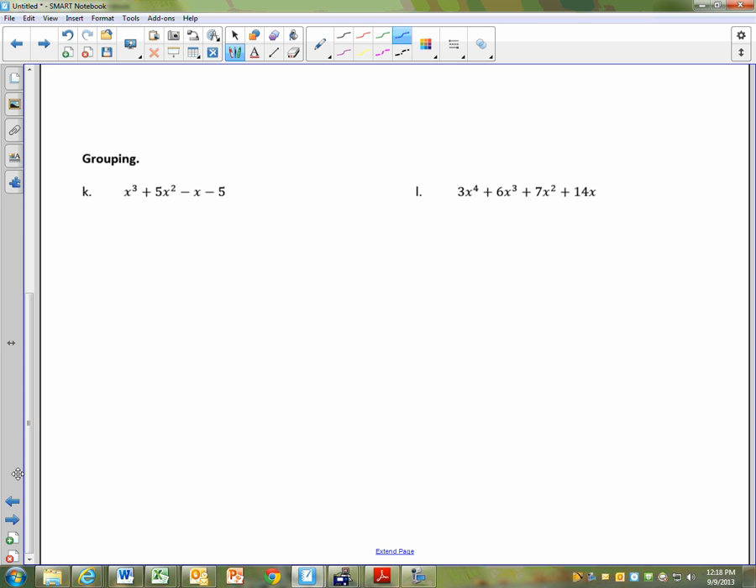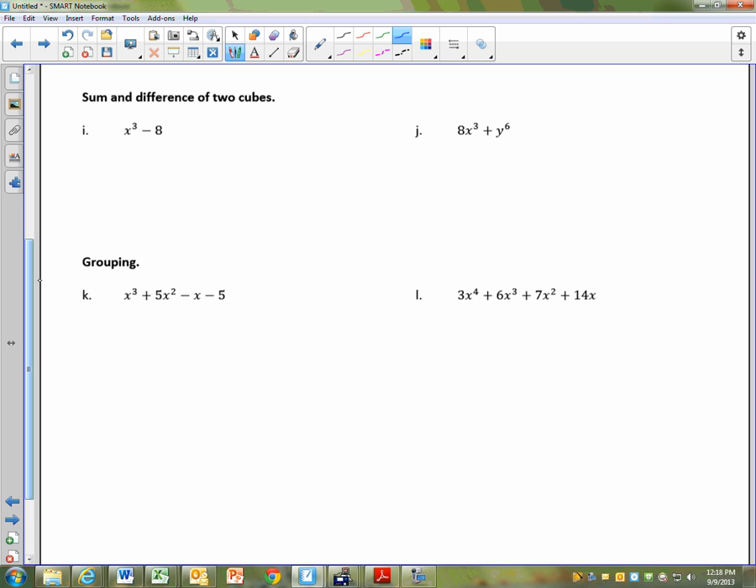Who? Cade? We don't know. We're kind of trying to figure it out. So, did we do the sum or difference of cubes? Okay.